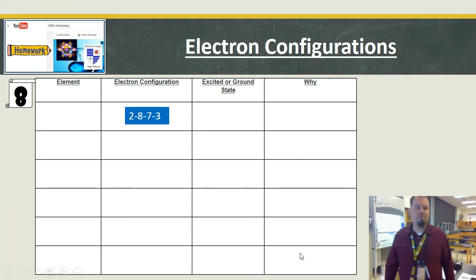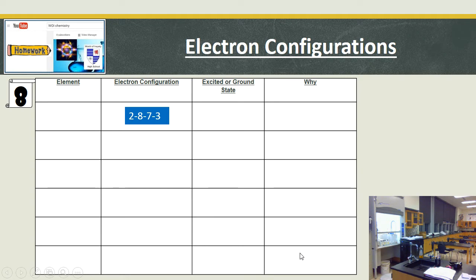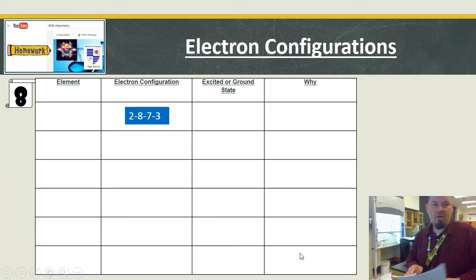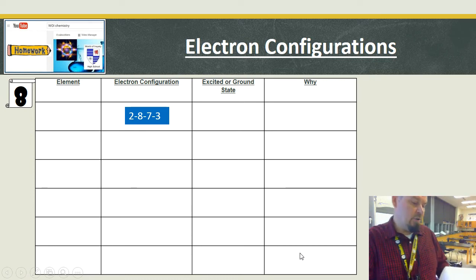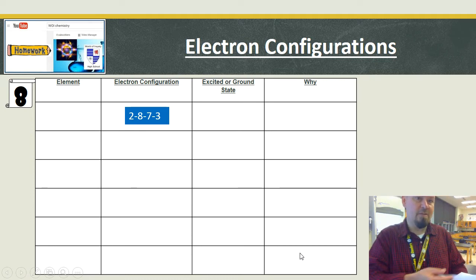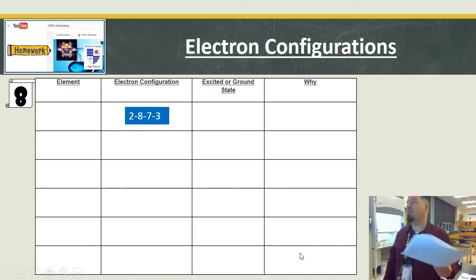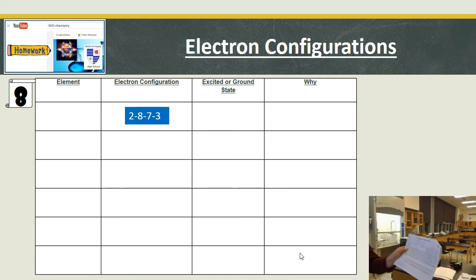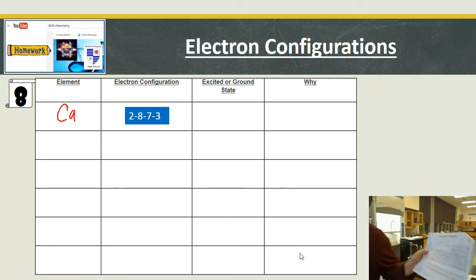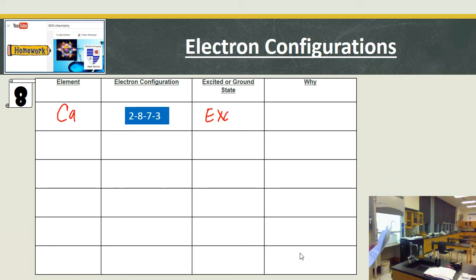So I see 2, 8, 7, 3. Let me grab my handy dandy reference table. I know I'm not going to find that on here. You can search and search, but I know because there's a 7 before the 3 that this is a problem and it's excited. But it does ask me which element, and then am I excited or ground? So I'm going to add these up real quick. 2 and 8 is 10, 7 and 3 is 10, 10 and 10 is 20. So I go to 20 electrons, boom, calcium. So this is calcium. And it is excited.